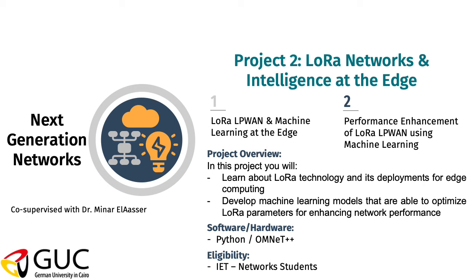And after having the required background, you will understand that the LoRa network at the edge has lots of parameters that need to be optimized to improve its operation. So we are going to develop machine learning models that are actually able to allow the network to self-optimize these parameters in order to enhance the performance of LoRa at edge networks.